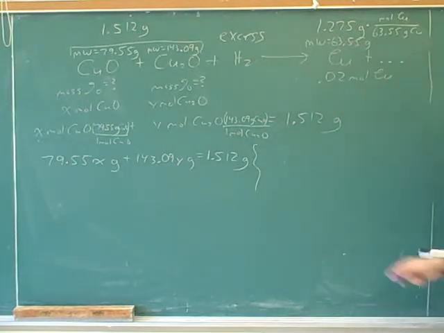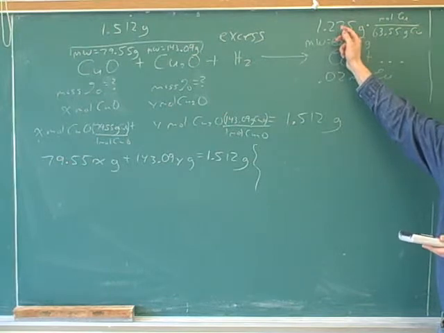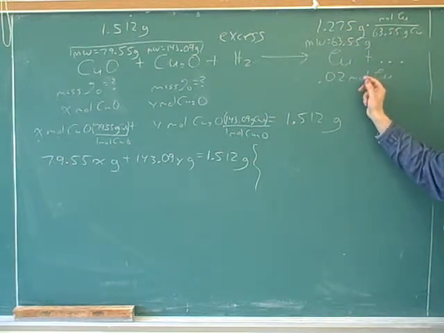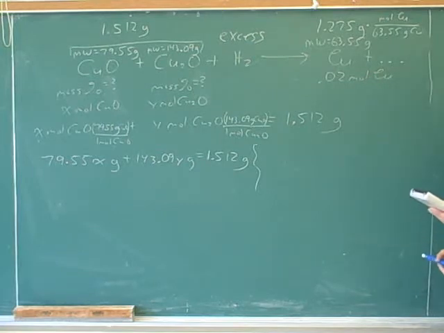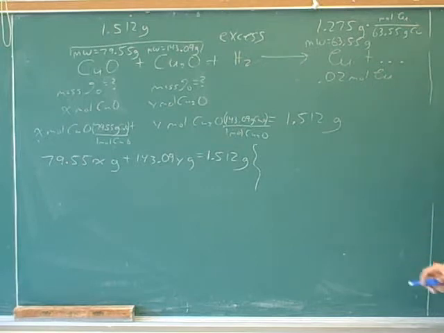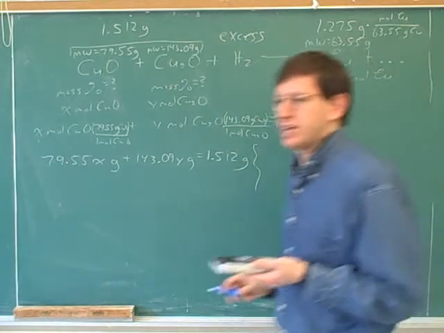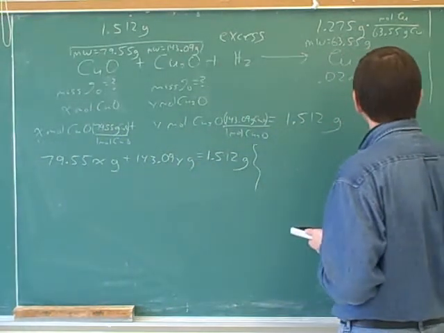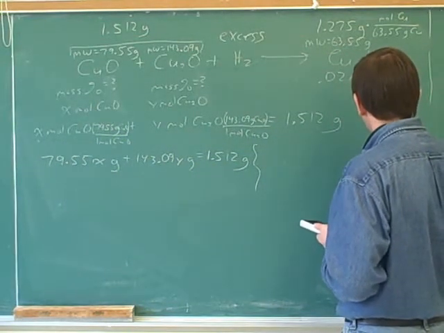All right, so we were given that we produced 1.275 grams of metallic copper. We can use this conversion ratio to convert that into moles of metallic copper. So I ended up with 0.02 moles of metallic copper. Okay, so we know we're producing 0.02 moles of metallic copper. And then your equation is X plus Y equals 0.02? X plus 2Y equals 0.02, because it's Cu2O.